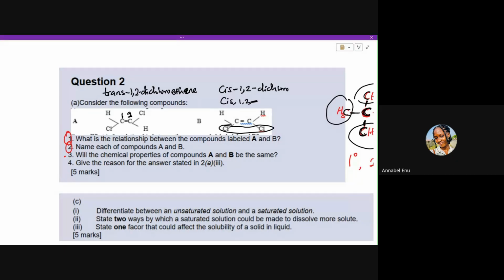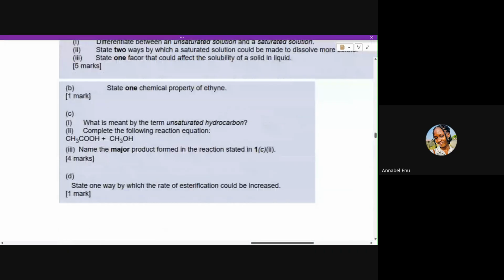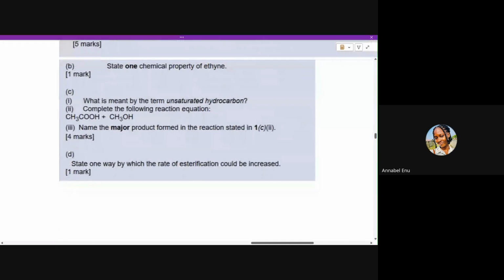Okay. Now the next question says, give the reason for the answer. Okay, that's the reason. Now this next question is not really on organic chemistry. So go to the B part. The first question says, state one chemical property of ethene or ethine. Let me call it ethine.